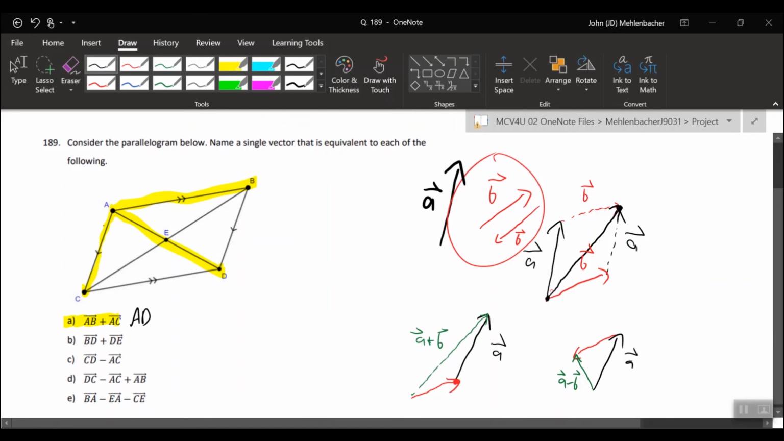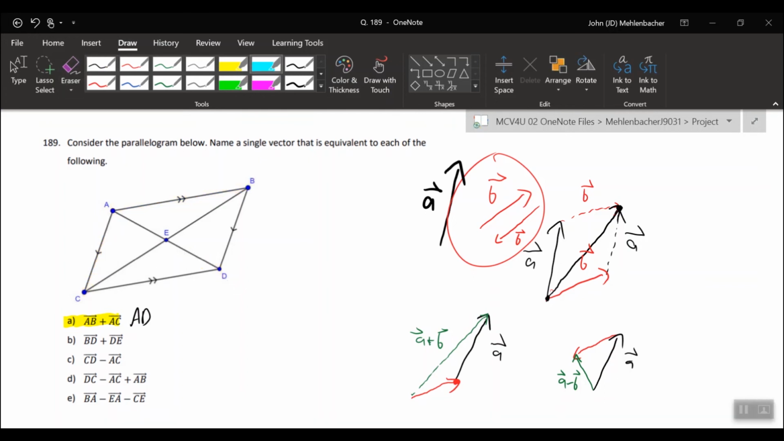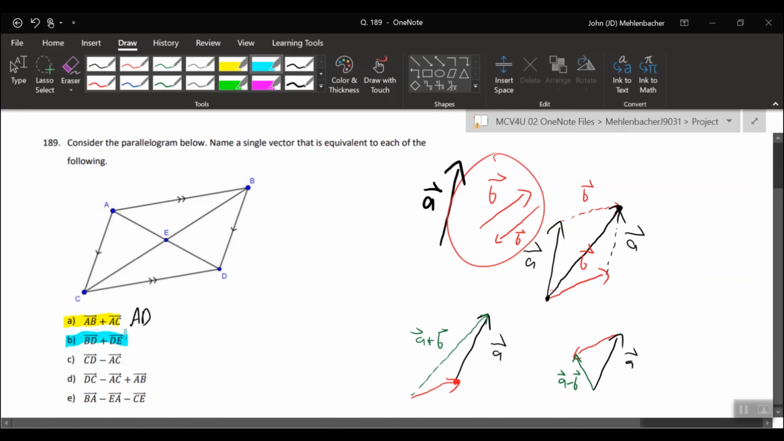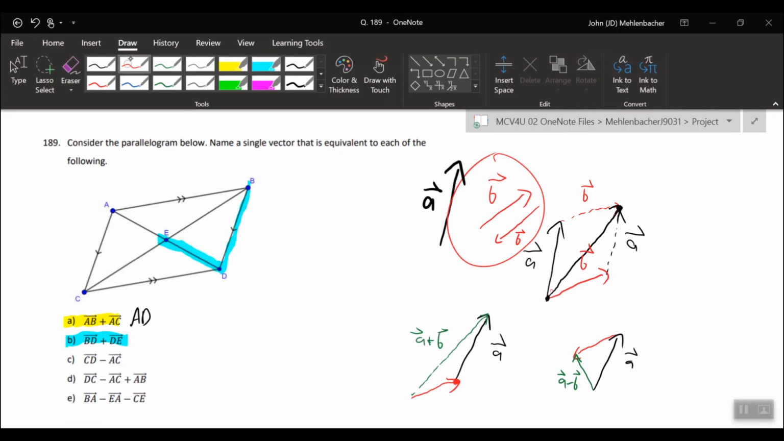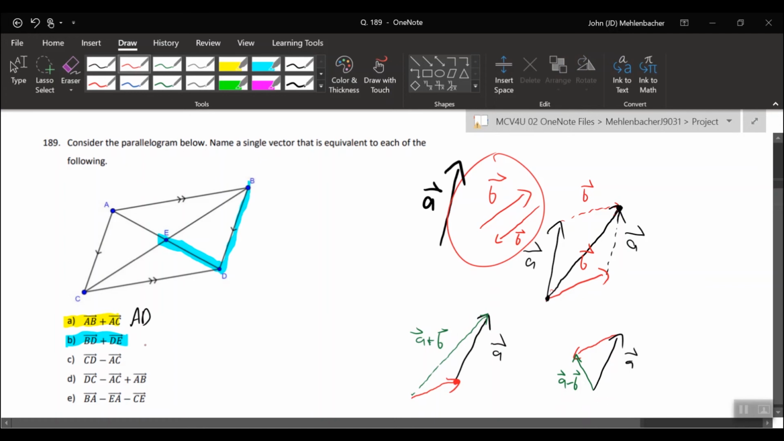Okay, so that was A. Now for B, we see BD plus DE. Let's start with BD, which is straight down like that, and then DE just goes from here to here. So we know the vector equivalent to that is BE, because you're just completing it.